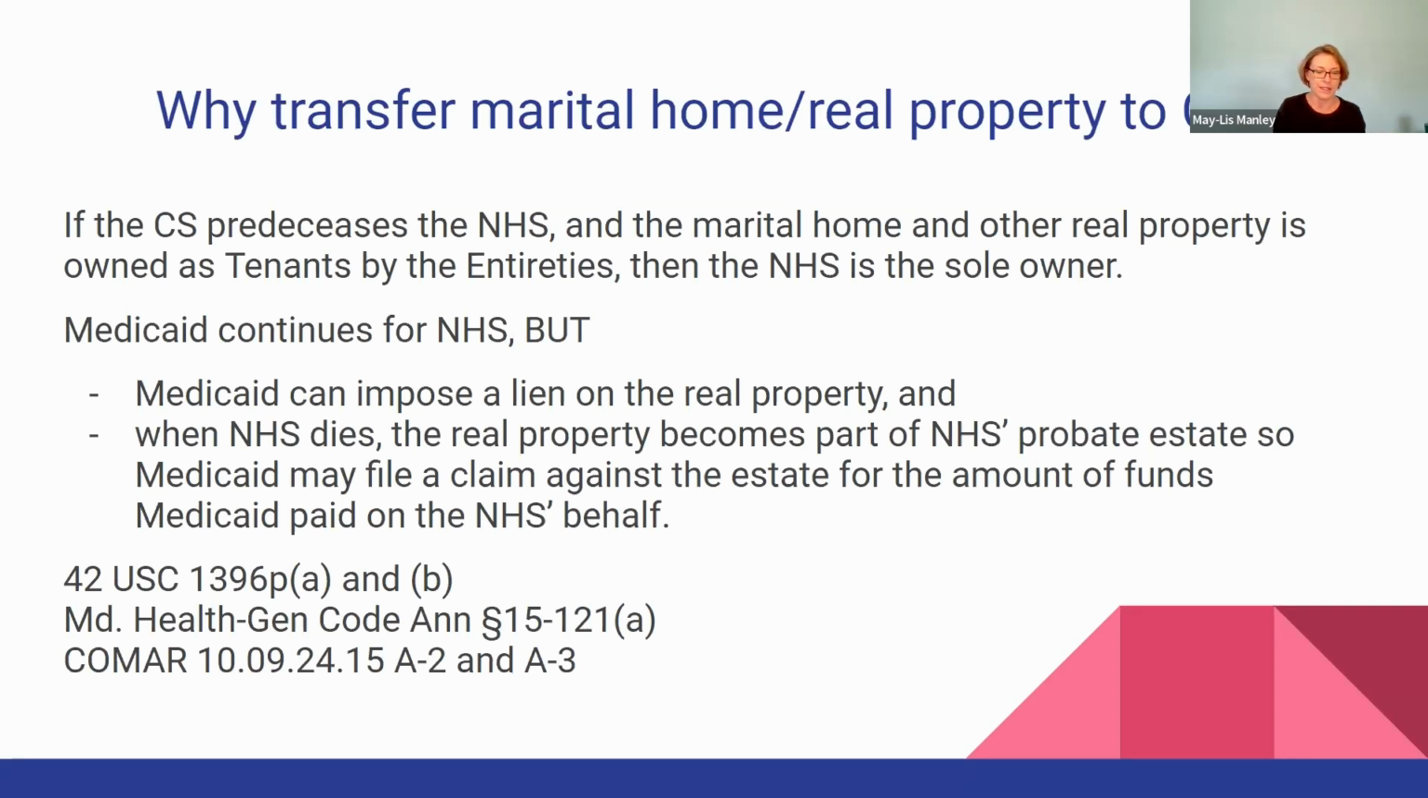You can do that. But consider, what if the community spouse predeceases the nursing home spouse and the marital home or rental property is owned as tenants by the entireties? Now the nursing home spouse is the sole owner of those properties. So yes, Medicaid still continues for the nursing home spouse, but Medicaid could put a lien on the real property, and or when the nursing home spouse dies, Medicaid also could file a probate claim against the nursing home spouse's probate estate. So while in the short term, there's no problem, in the long run, you're not protecting this property. So we want to be mindful of not only getting Medicaid eligibility now, but what can we do to protect and preserve some of those assets in the future?